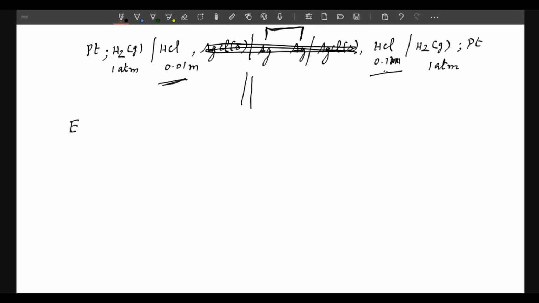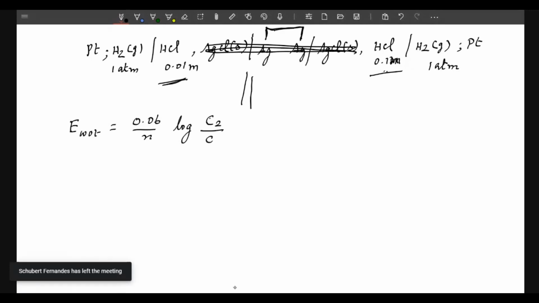And for this cell without transference, we are going to use E equal to 0.06 by n into log of the activity, or concentration, of the HCl, that is C2 by C1. Here one doubt may arise. Sir, whether a power should be used or not. How to use this? Here hydrogen is given and HCl is given. Hydrogen is in the zero oxidation state. H plus is in the plus one oxidation state. For two hydrogens, two electrons would be released. Sir, how many hydrogens should I use? Either n is equal to 1 or n is equal to 2.